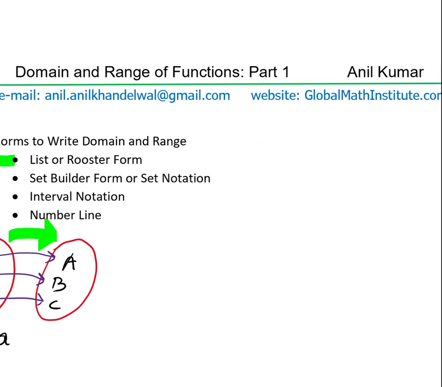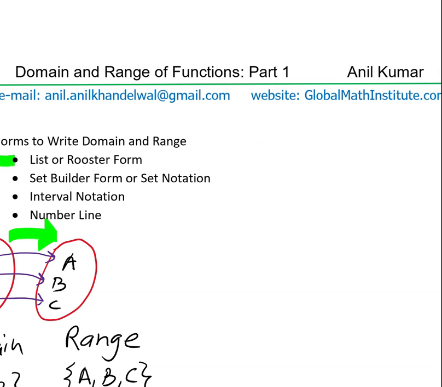Okay, let me erase this domain. The domain is this portion, and the range is where you land up, the output, correct? So if I have to write the domain, I will write only these 3 elements and list them. Does it make sense to you? And as far as the range is concerned, I will list A, B, C, the outputs, the mapping. You get the idea, right? So this is your list form.